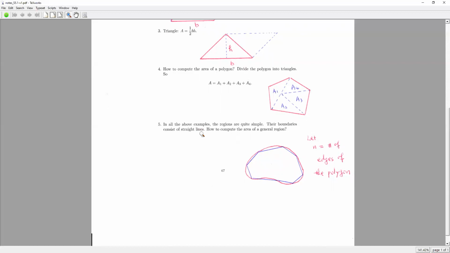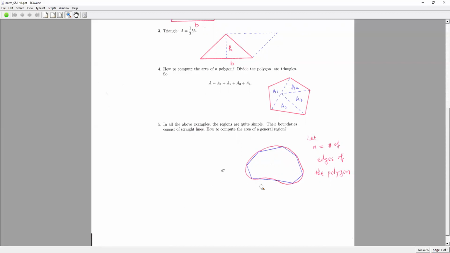Now, a natural question is how to exactly find the area of a general region. By a general region, I mean the region whose boundary is a curve. Here we have a general region. The boundary is a curve. Now the question is how to exactly find the area of this region. Now this time we have to use a limit.